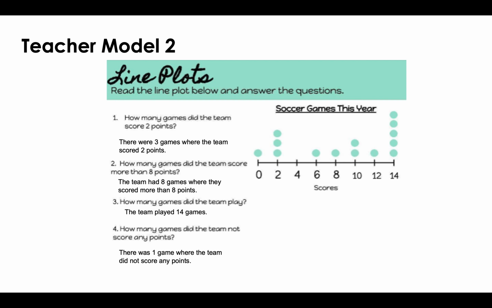Number 1, how many games did this team score 2 points? So I'm looking at the 2 on the number line and I see 3 dots above it. So that means there were 3 games where the team scored 2 points.